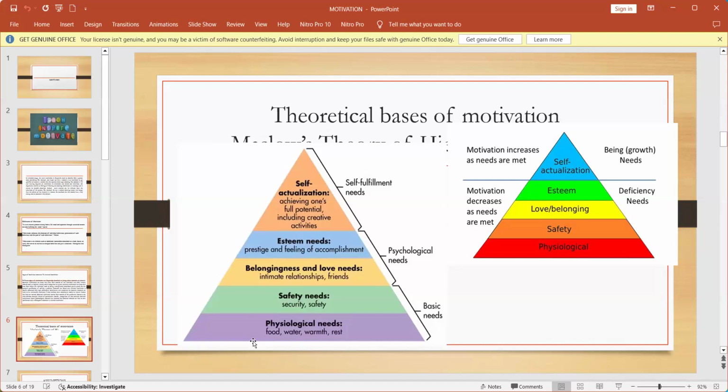The first and most important is the physiological needs. They want food, water, warmth, rest, shelter, clothing, leisure, sleep. They are the physiological needs of the learner, the most important needs that they have. If they don't get these needs fulfilled, they are not motivated for the second most important need to be fulfilled, that is safety needs.